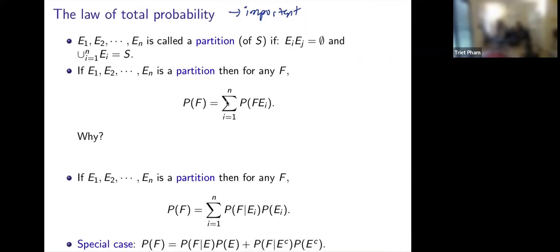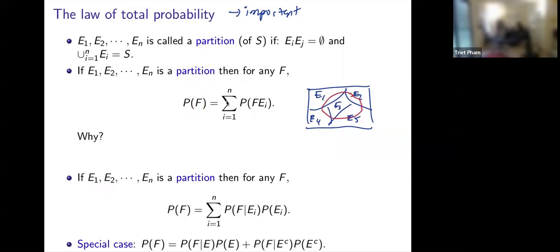Basically, we start out with a so-called partition of the sample space. Basically, just a bunch of events that have nothing in common, and the union is the sample space. So the picture is something like this: you have E1, E2, E3, E4, E5. They all occupy a part, nothing in common, and then they join up to be the whole sample space. And then you have some other event F that you want to calculate a probability of.